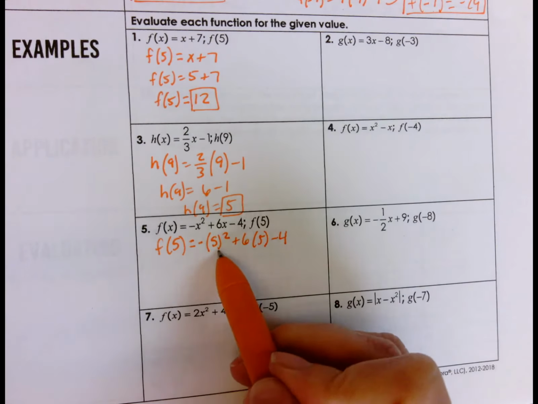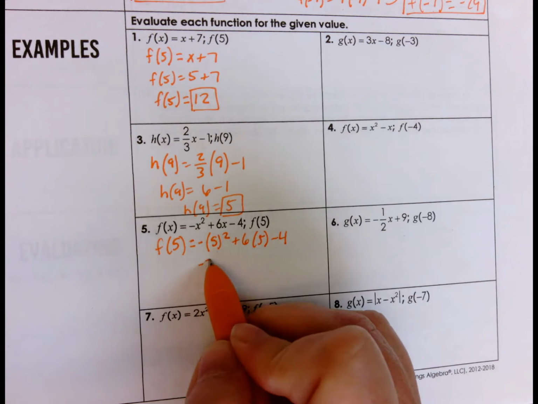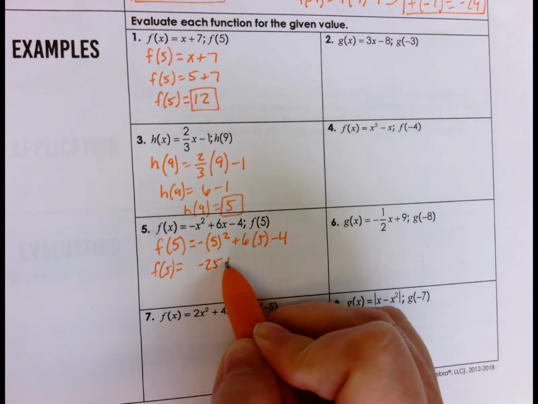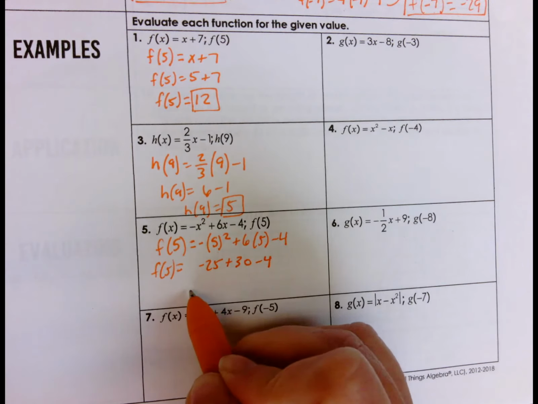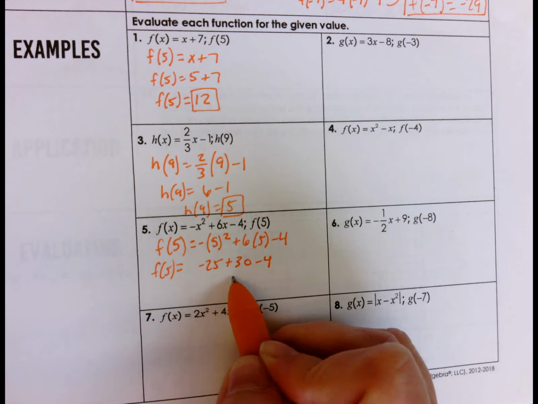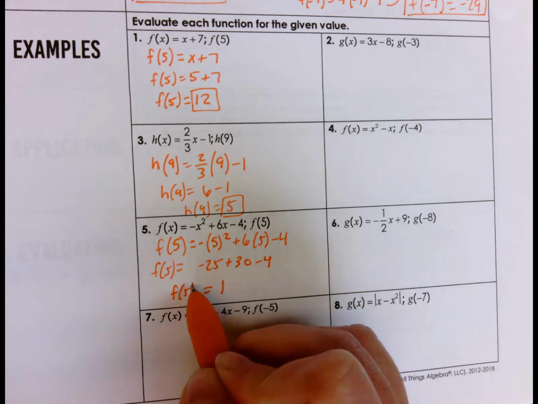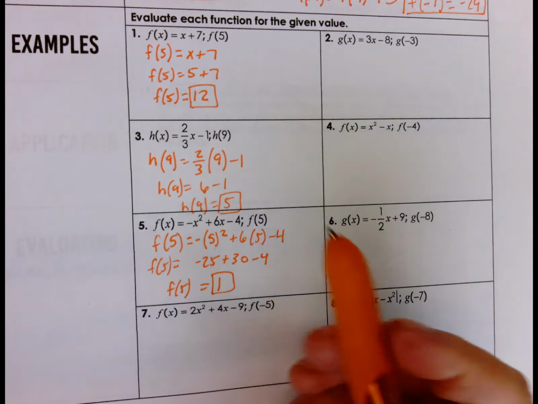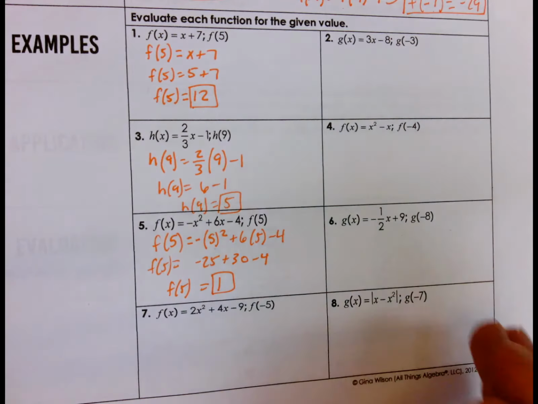So 5 squared is 25, but there's an opposite symbol here, a negative, so we're going to call that negative 25. 6 times 5 is 30. And now just left to right. Negative 25 plus 30 is a positive 5, minus 4 is 1. So that's where our y value becomes 1, when x is 5, the input is 5, the output is 1.